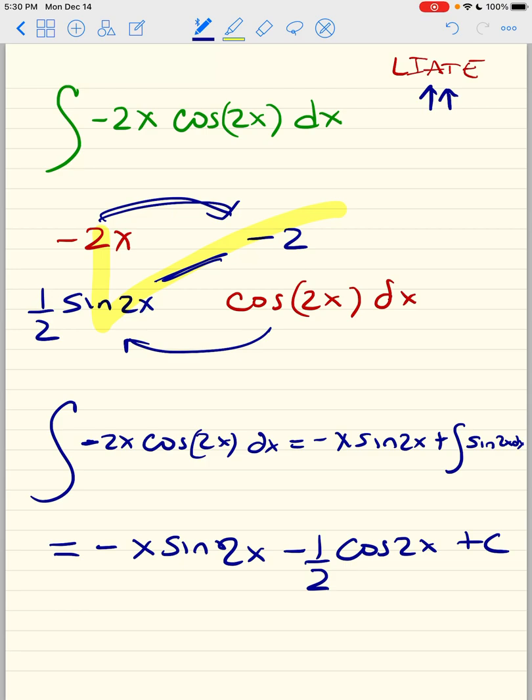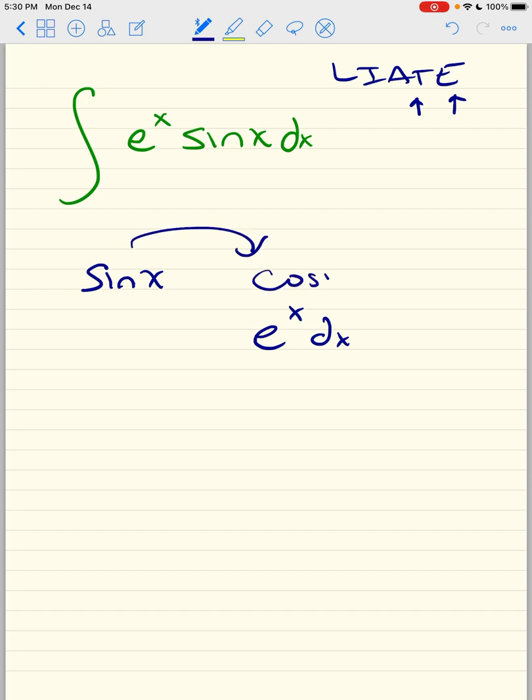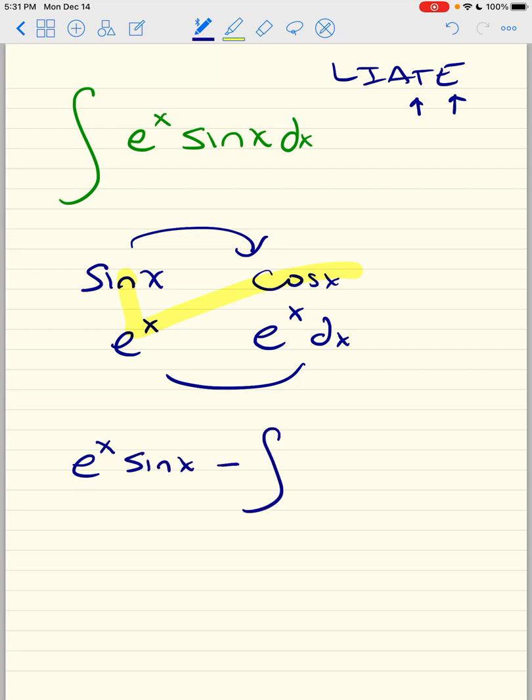So let's take a look at the next example. E to the x sine x. Well, in LIATE, exponential and trig goes to the left. Exponential goes here. The derivative of sine is cosine, and the integral of e to the x is e to the x. You're going to make a check, and you're going to go e to the x sine x minus the integral of e to the x cosine x dx.